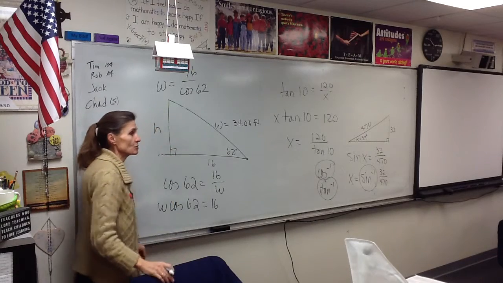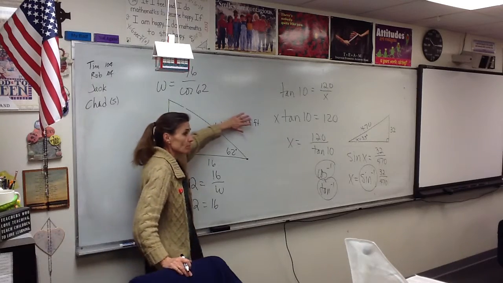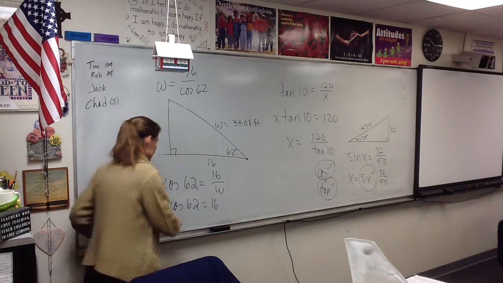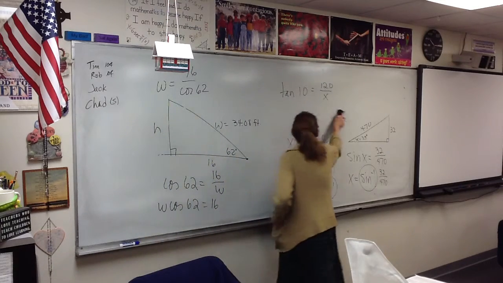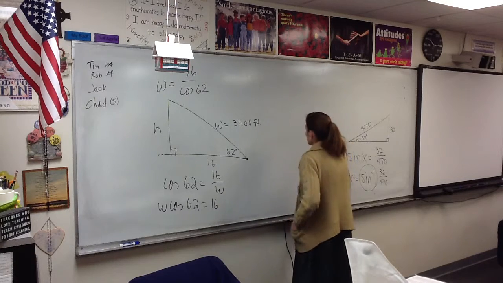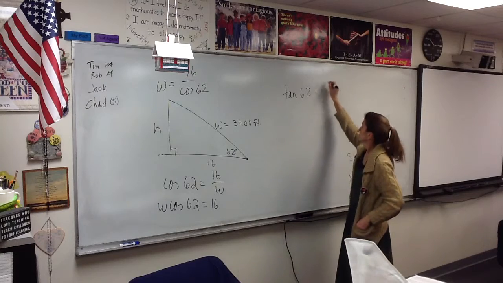Now let's find H. Forget W now. We're going to find H. What function will we use to find H? Tangent. And what will that equation look like, Brooke? It'll be tan 62 equals x over 16.